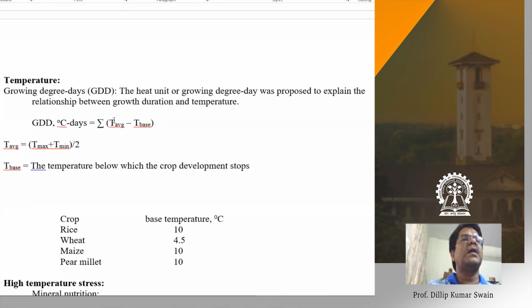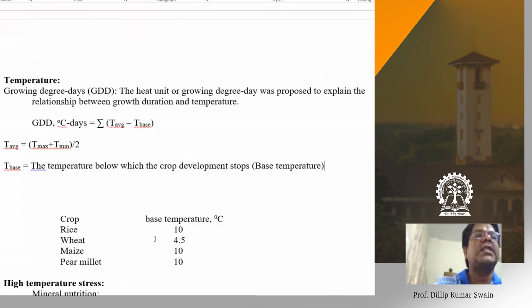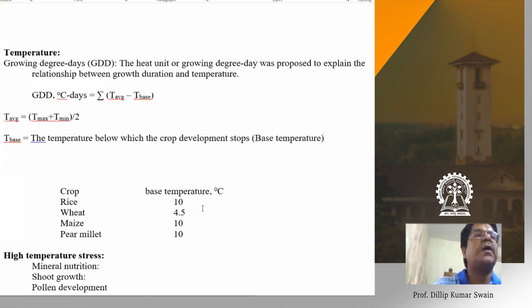What is T average? T average is the daily mean temperature: the maximum temperature plus the minimum temperature, divided by 2. And T base is the base temperature for the crop. The base temperature is the temperature below which crop development stops. So this is crop specific. Different crops have different base temperatures. Suppose rice has 10, wheat 4.5, maize 10, and pearl millet 10.